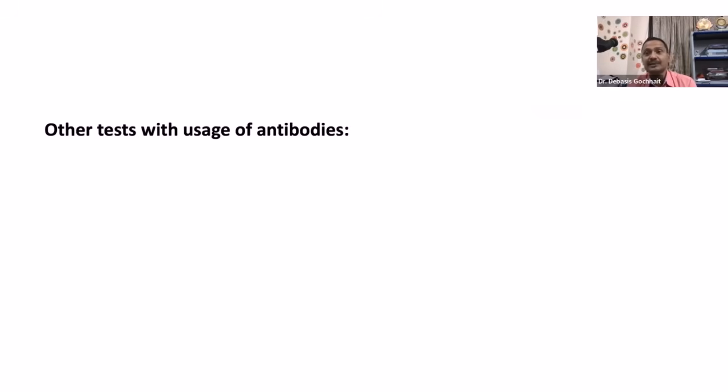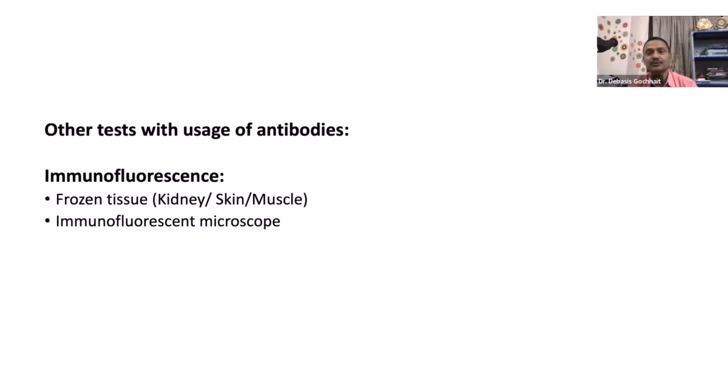What other tests use antibodies in tissue diagnosis? You may get a question like that. The other thing is immunofluorescence. I've already told you, this is done on frozen tissue, most commonly for kidney biopsies and skin biopsies to see any deposits. It is also done in muscle tissue to demonstrate the enzymes, whether they are present or absent. We have to visualize this under a special microscope called an immunofluorescent microscope. Remember, IHC we see under a compound microscope, whereas immunofluorescence we see under an immunofluorescent microscope. We cannot see it under our normal microscope.